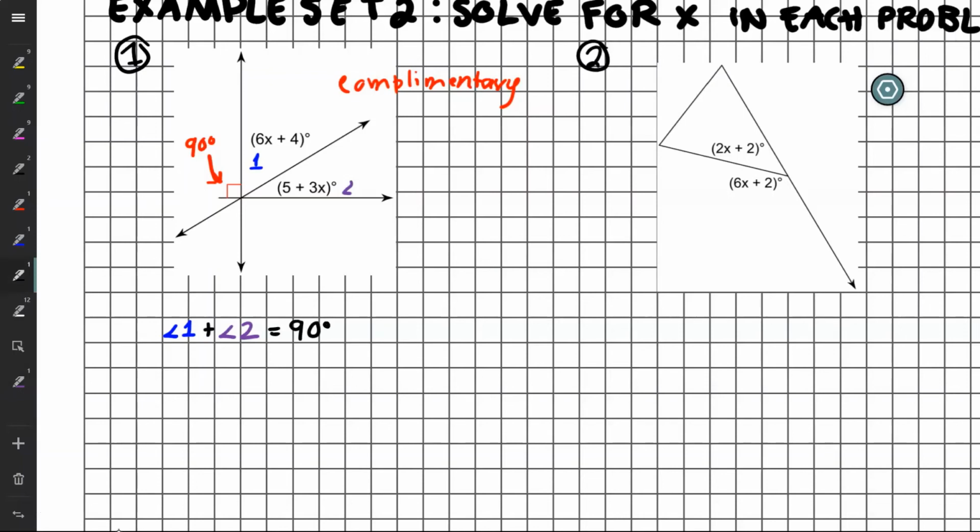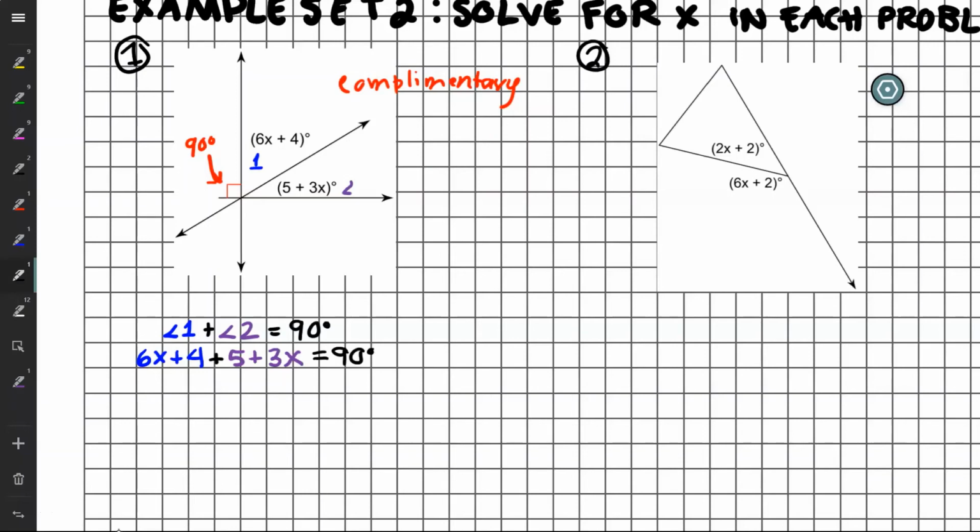90 degrees. All right, so I don't have any numbers, but I do have these expressions. So I'm going to take each expression and substitute it into my equation that I have here. So instead of angle 1, I'm going to write 6x plus 4 plus, instead of angle 2, I'm going to write 5 plus 3x, and all of this is going to equal 90 degrees.